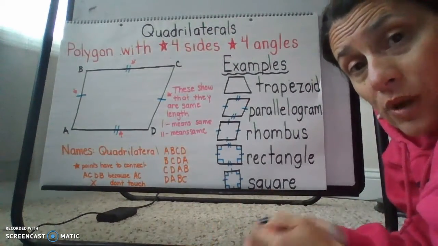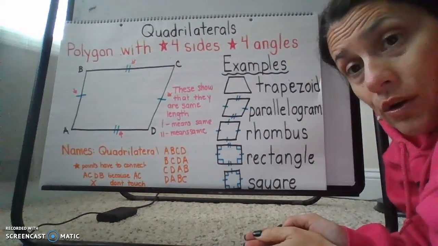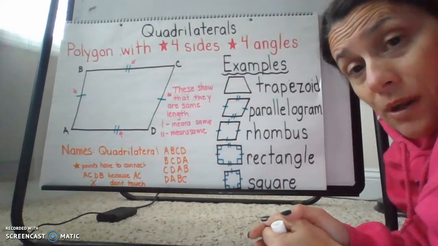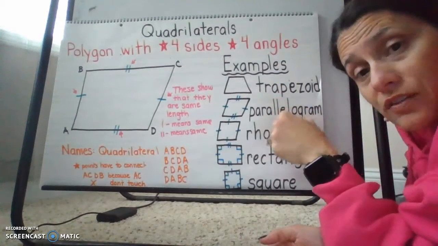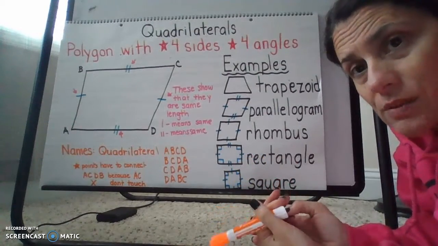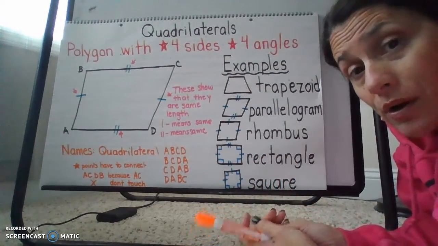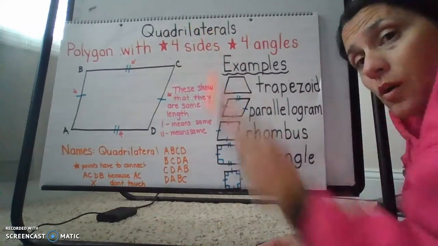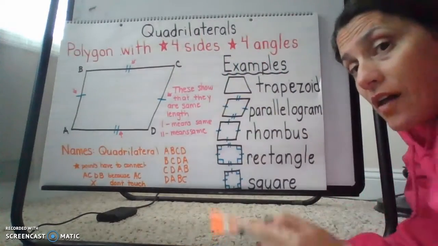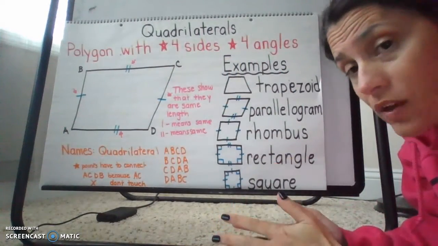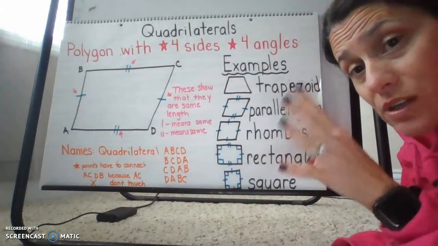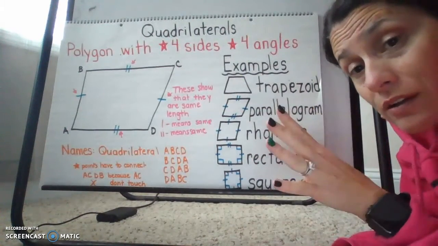So when you have a minute, I want you to put this in your notebook, and then I'm going to get ready and we're going to make a chart of all of these to show like what needs to be there for it to be called that shape. Now remember, all of them are quadrilaterals because they all have 4 sides and they all have 4 angles.